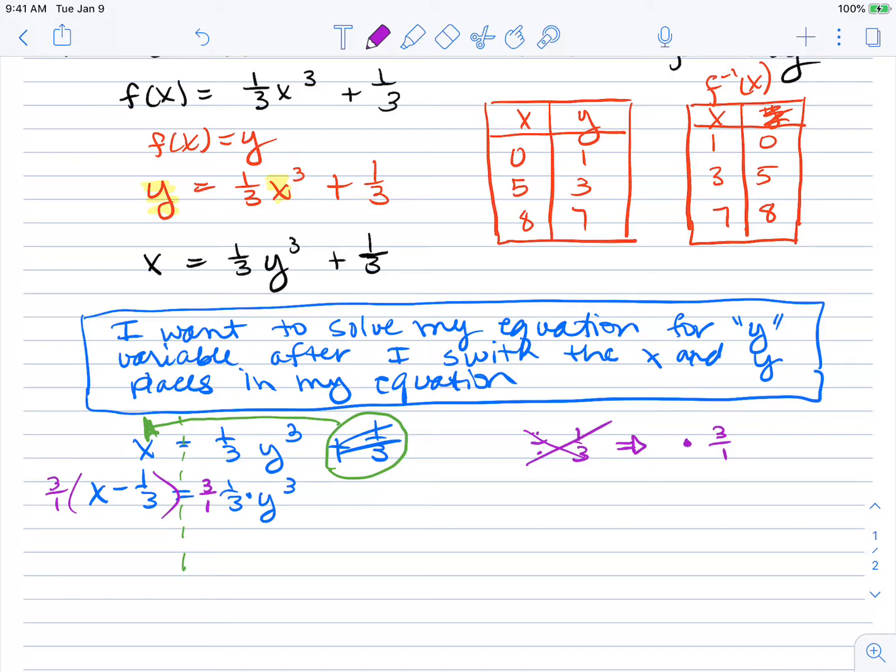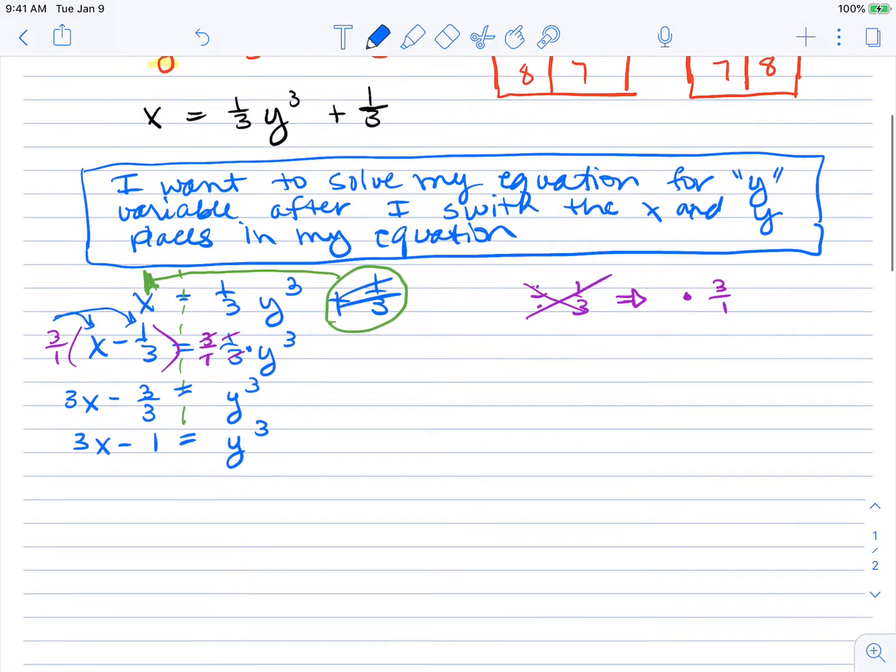Those are going to reduce down to 1, and I will get a y to the third on this side. But I have to distribute this through, and this is going to give me 3x minus 3/3, which is the same as saying I have 3x minus 1, and that equals my y to the third. Okay. I'm super close.